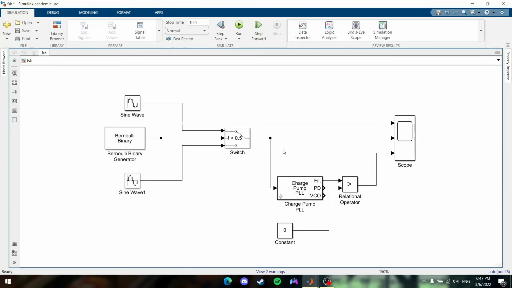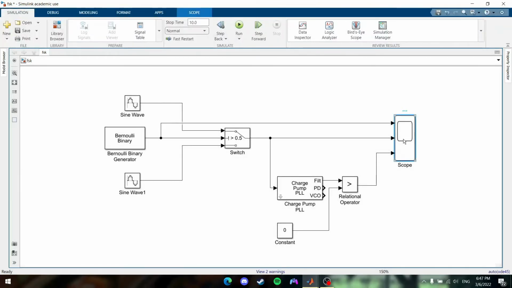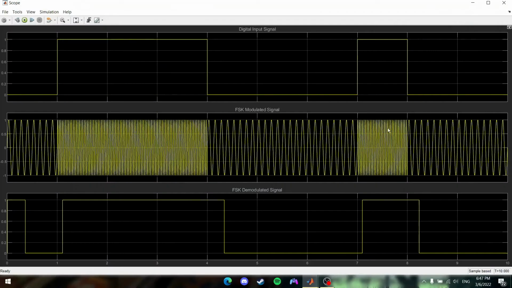The charge pump PLL here acts as the demodulator along with the relational operator and constant. And the scope is where we see the signals generated. So we run this simulation here. And these are the signals generated through the scope.